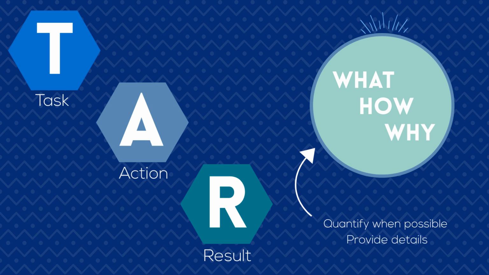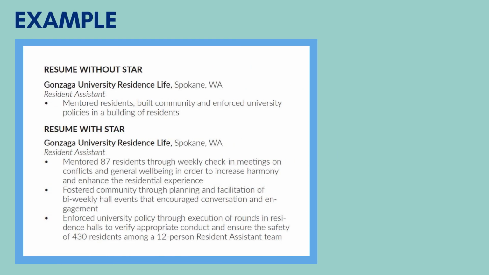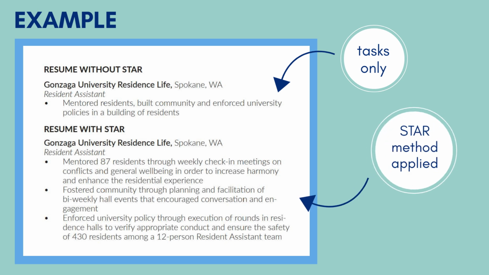Keep in mind that you want to provide sufficient detail to help a potential employer understand how your experiences are relevant. The task, action, and result of STAR should be integrated into each bullet. This example for a resident assistant at Gonzaga is helpful. The first bullet lists only tasks in sequence: mentored residents, built community, and enforced university policies in a building of residence. However, when each of these tasks are separated and STAR is applied, the information is much more impactful.